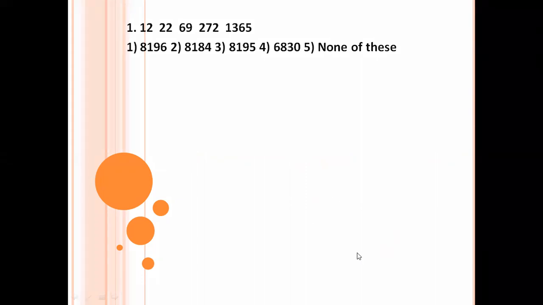Now come to the first problem. 12, 22, 69, 272, 1365. Now find the next number. What is the next number? Observe that the difference is more. More means it is in increasing order, and increasing order means we multiply.